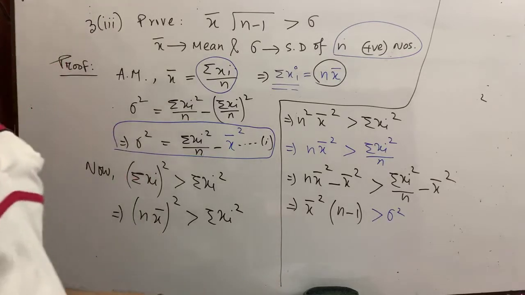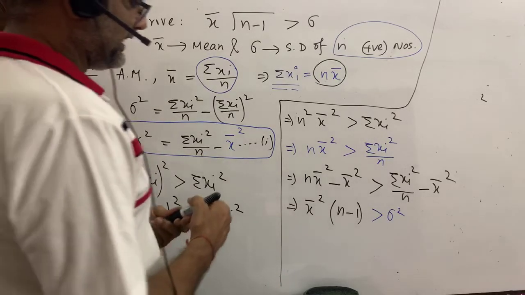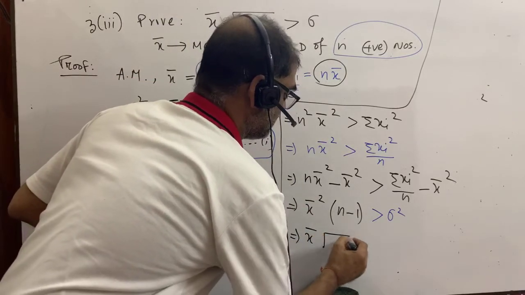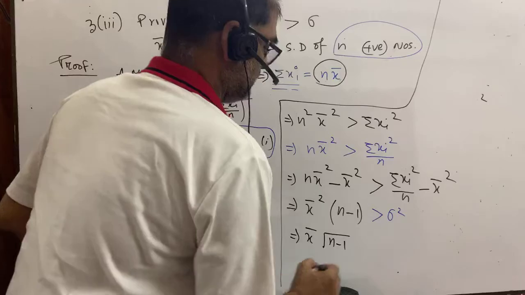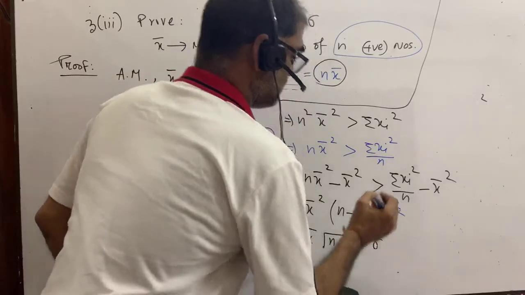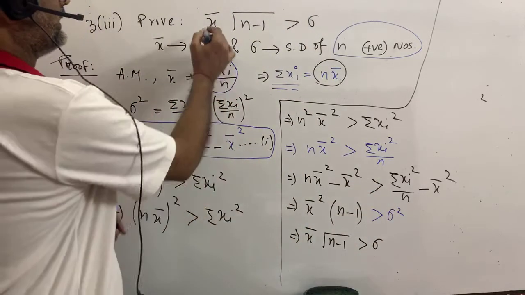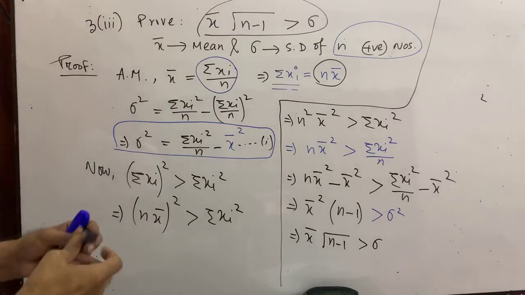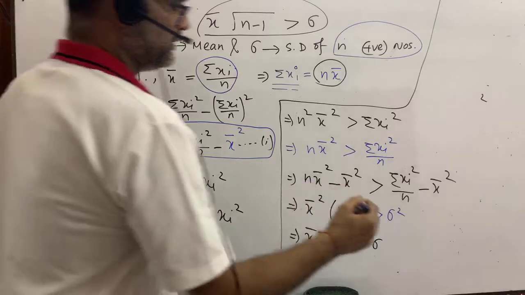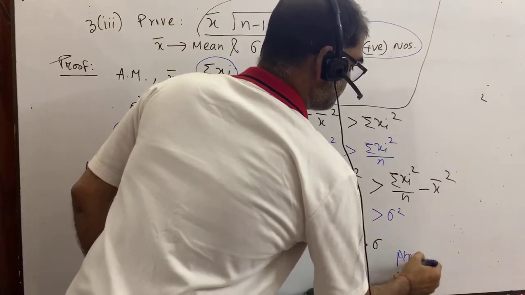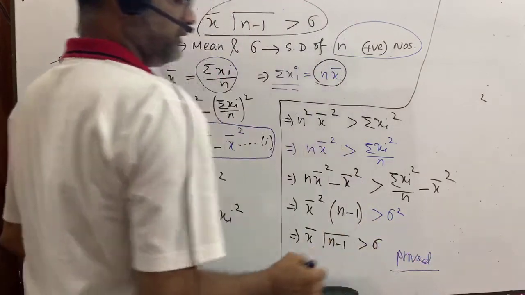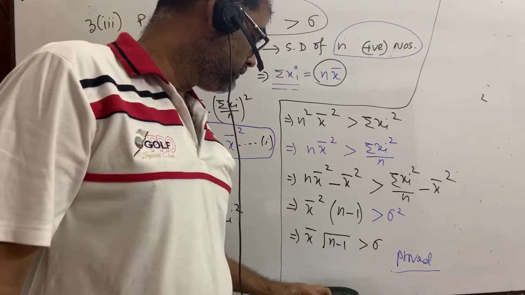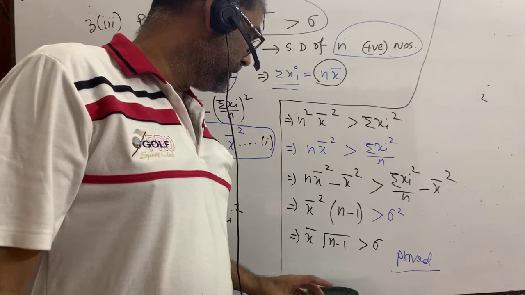Now, by square rooting both the sides, we get x bar root over n minus 1 greater than sigma. So our math is done. You were required to prove this. If you don't understand, please let me know.